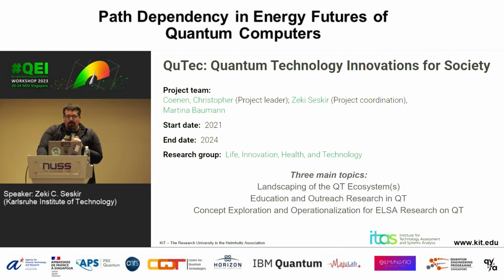Our project is called QTech at ETAS, which stands for Quantum Technology Innovations for Society, which is intentionally vague because we wanted to be able to do whatever we want. The three main topics we focus on are landscaping of the QT ecosystems, education and outreach research in QT, and something we call concept exploration and operationalization for ethical, legal, and societal aspects research on QT. And today I will primarily talk about that part.